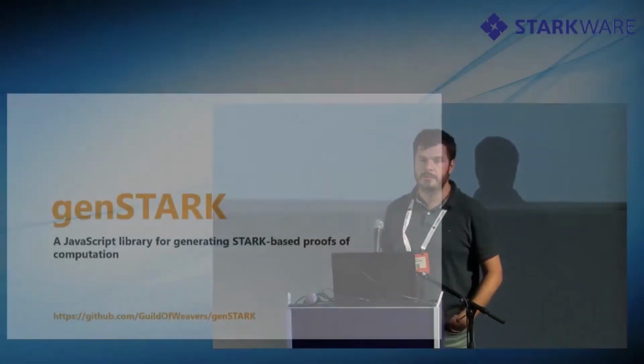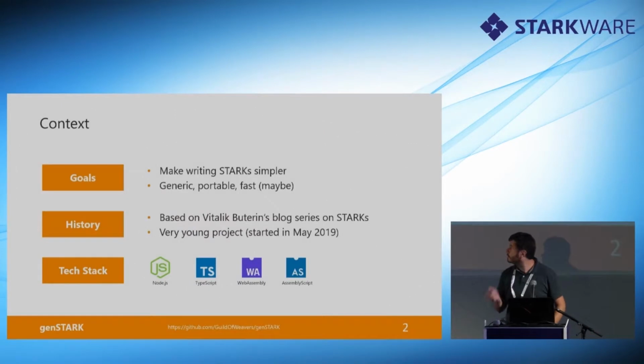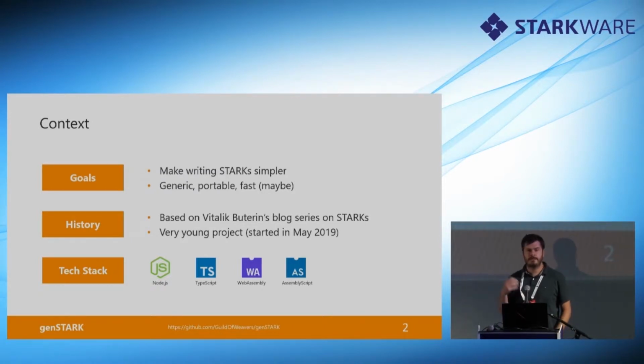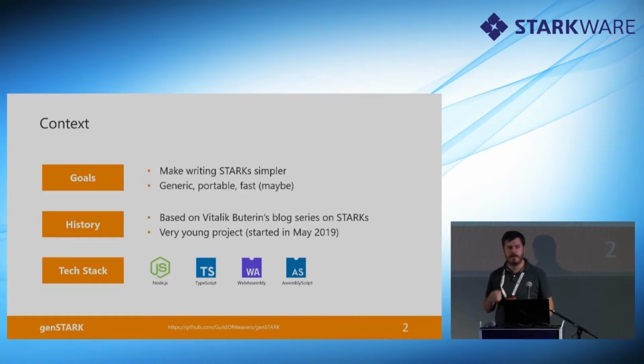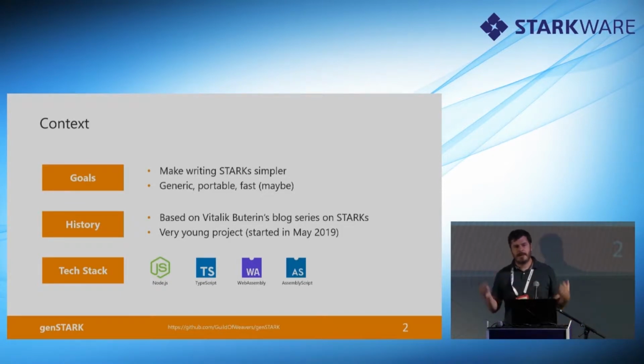A library that you can use to generate and verify Starks. So first, a bit of context. The overarching goal of the library is to let you create Starks without actually understanding all the nitty-gritty details behind how Starks work. And the idea here is that you should be able to define a computation in an abstract and hopefully standardized way, and then the library will do the rest.